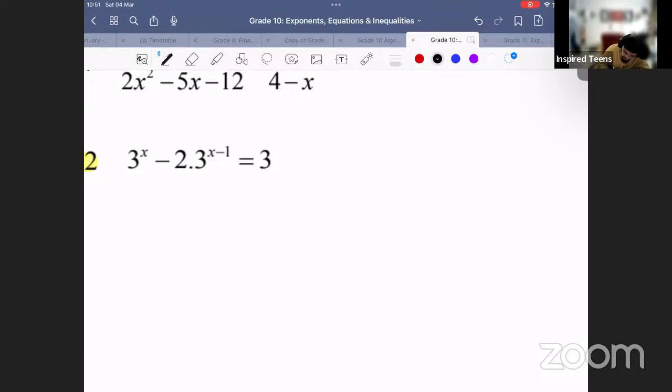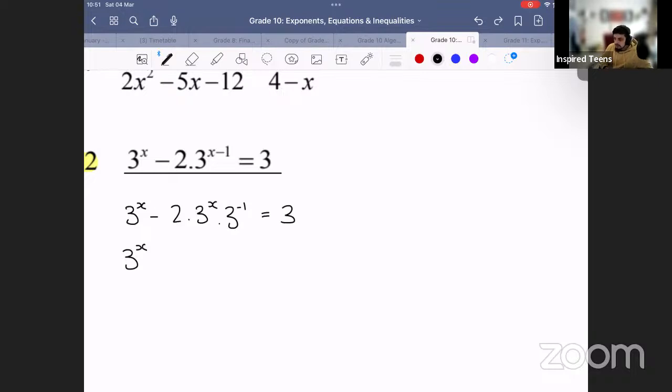So I have 3 to the x minus 2 times 3 to the x minus 1 is equal to 3. Naturally, whenever you see this, you want to separate it into its bases. 3 to the x is equal to minus 2 times 3 to the x times 3 to the negative 1. Now I can simplify that number. It becomes 3 to the x, negative 2 times 3 to the negative 1, which becomes 2 over 3. Not for now, it's fine. I can leave it as 3 to the negative 1.